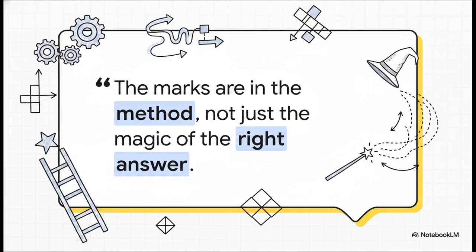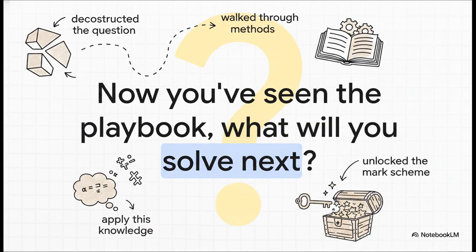Especially for questions worth more than 1 mark, the marks are in the method. Showing your thinking clearly is how you lock in those points. It's not just about pulling the right answer out of a hat. So there you have it. We've taken the question apart, piece by piece, walked through all the steps, and really understood the examiner's playbook. You now have the tools for this type of problem. The only question left is, what will you solve next?